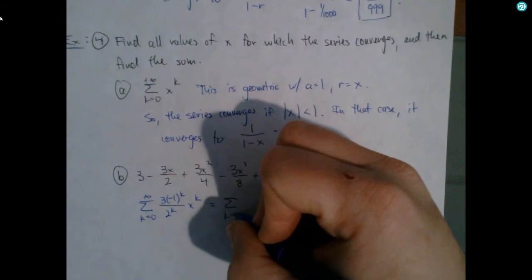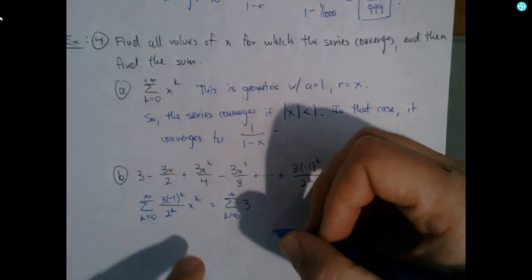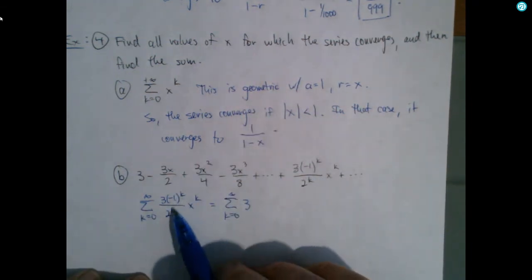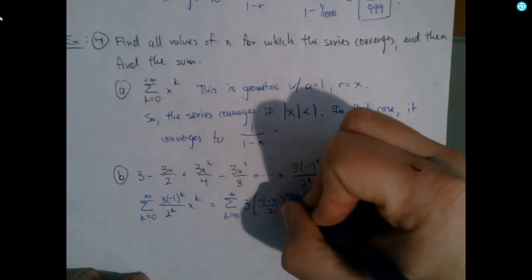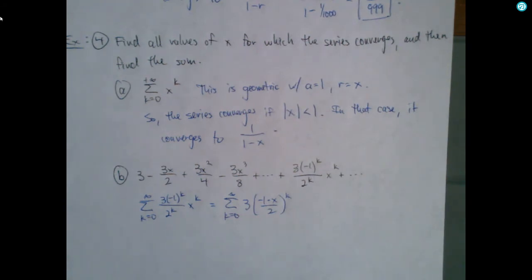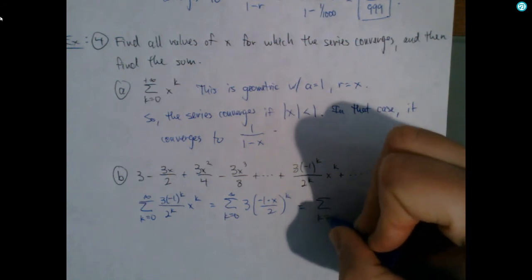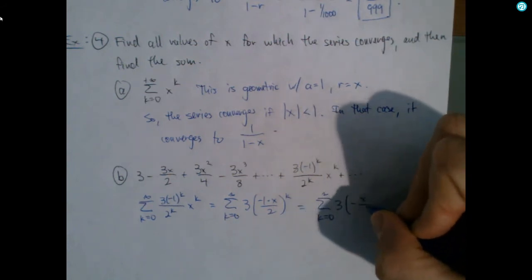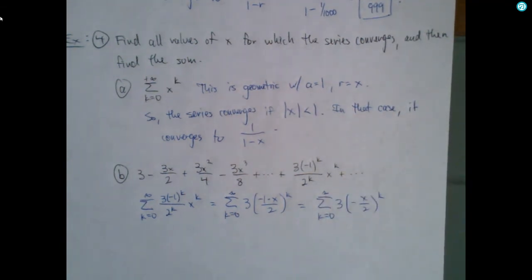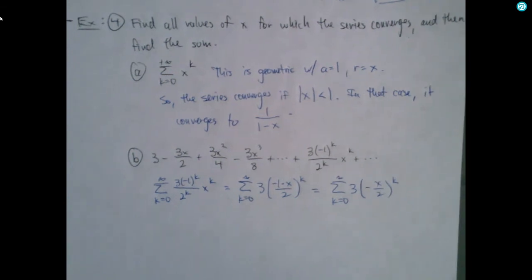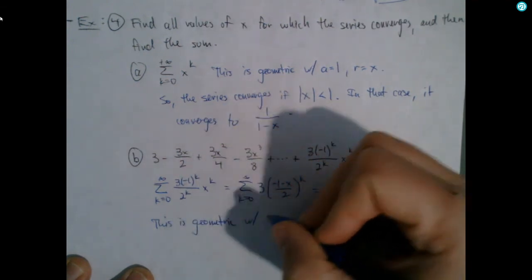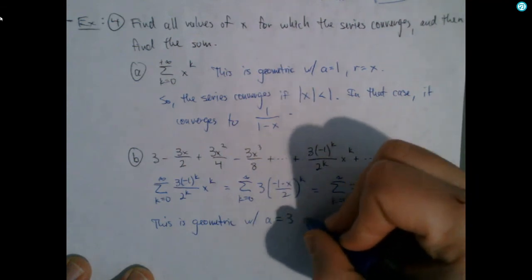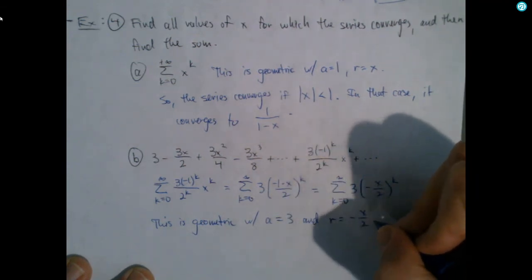So we've got this series, which I can rewrite. I can pull out the 3. And all of these exponents match, so I can call this negative 1 times x over 2 to the k power. That's just properties of exponents. Or better yet, this is 3 times negative x over 2 to the k power. So this is clearly geometric. It's geometric with first term 3 and common ratio negative x over 2.